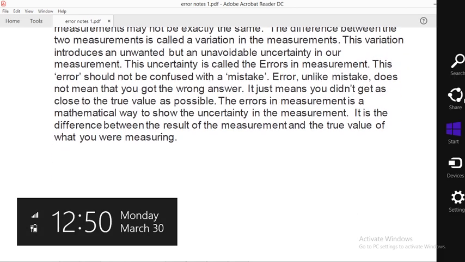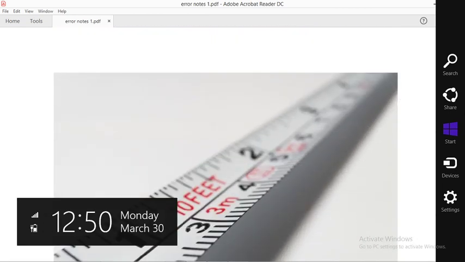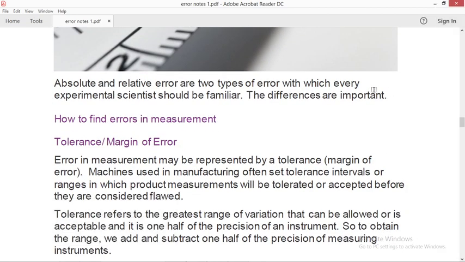So now let's have a look at different types of error. We have already studied this in your lower standards: absolute error, relative error, and percentage error. So we'll just have a look at how to find errors in measurement.